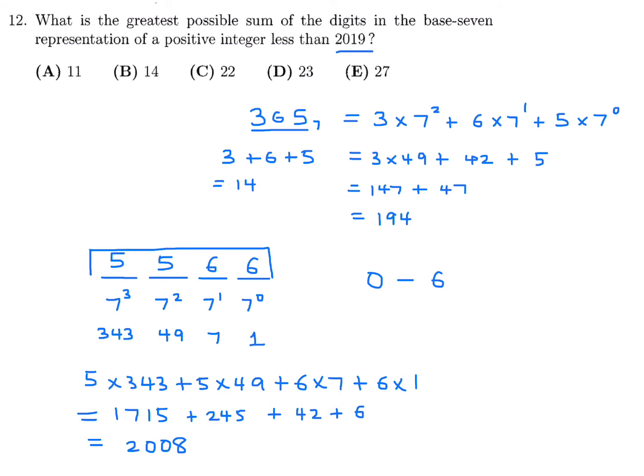5566. And of course, that is to the base 7. Now they want you to figure out the sum of the digits of that. The sum of the digits would be 5 plus 5 plus 6 plus 6, and that is 22. So number 12, the answer is C.